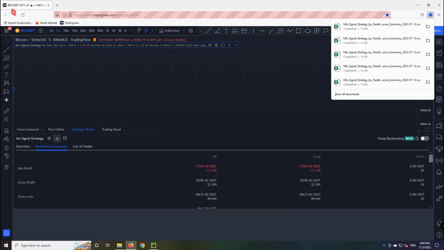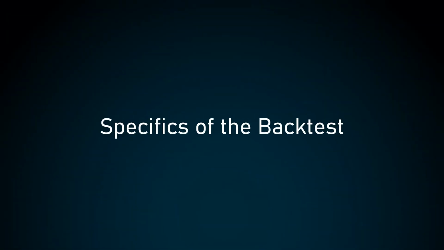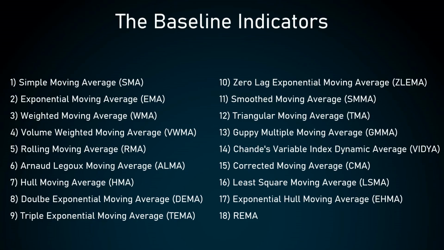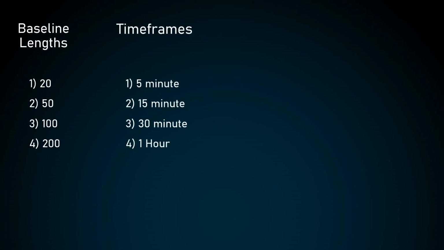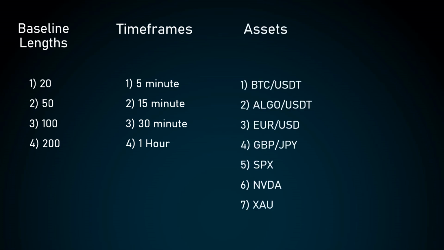Now we have our baseline indicators and the comparison method. So before we get into the backtest, finally let's go over the specifics of the backtest. Here you can see all the 18 baselines that we are going to backtest. We are going to test 4 different moving average lengths, which are the 20, the 50, the 100 and the 200. We will check 4 different time frames, the 5-minute, the 15-minute, the 30-minute and the 1 hour. The assets we will go over are the following. Finally, we will test them separately for longs and shorts. And with that said, let's see the backtest and the results.